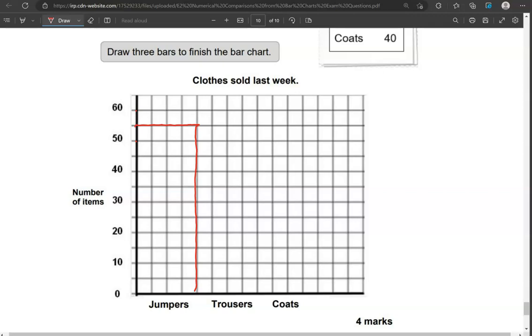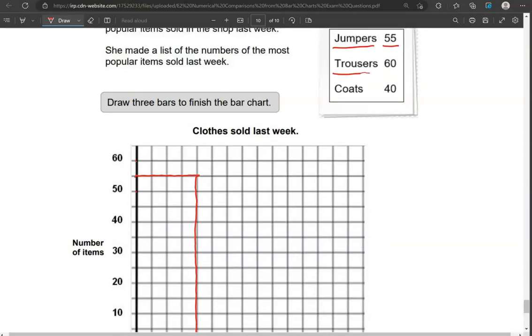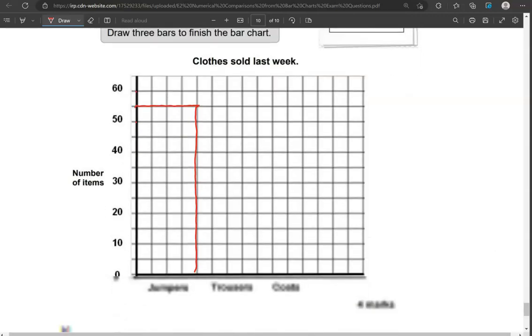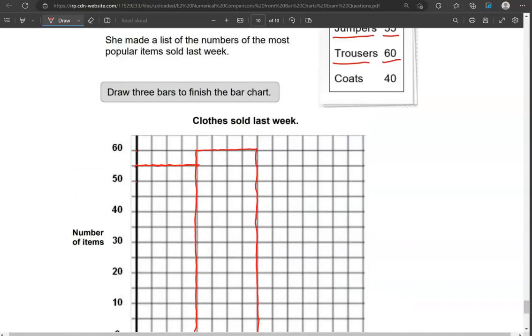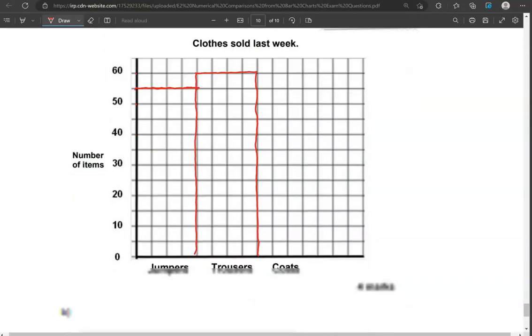Then we have trousers, 60. So we're going to go up to 60. And I made the jumpers bar 1, 2, 3, 4 squares long. So I'm going to do the same for the trousers. So 1, 2, and I'm going to go down. Then we have coats, 40 of them. So we're going to stop here at 40. 1, 2, 3, 4 across. So we keep the bars same width. And that's done.